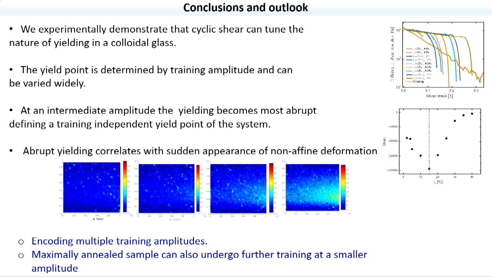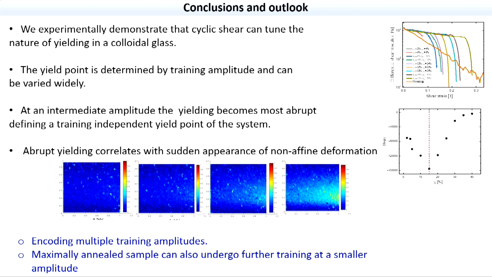So we experimentally demonstrate that cyclic shear can tune the nature of yielding in colloidal glass. The yield point is determined by training amplitude. This is something very new. I haven't seen it anywhere, and we don't understand why that is so. At an intermediate amplitude, the yielding becomes more abrupt. Like I told you, there is a sweet spot of strain where this annealing is maximum.